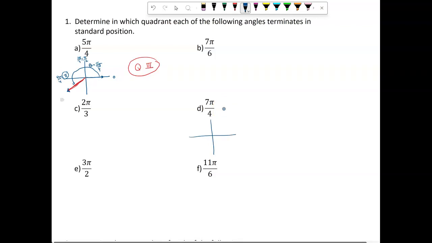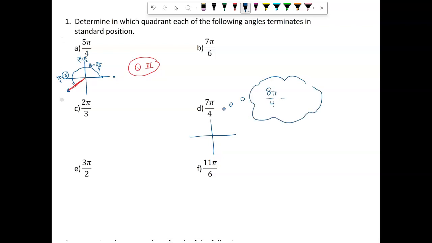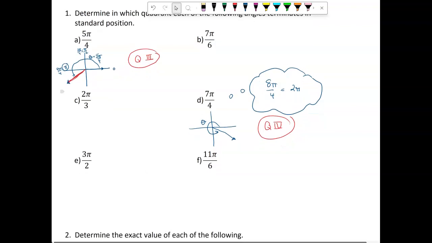With question D, we see 7 pi over 4. Well, I do know that if I had 8 pi over 4, I would be at 2 pi, which is pretty close to 7 pi over 4, but just shy. So therefore, I am just shy of 2 pi, so my terminal arm is here, and there's my angle. That means I am now in quadrant 4 for this question. And then we're going to look at one more question here, which is 3 pi over 2.